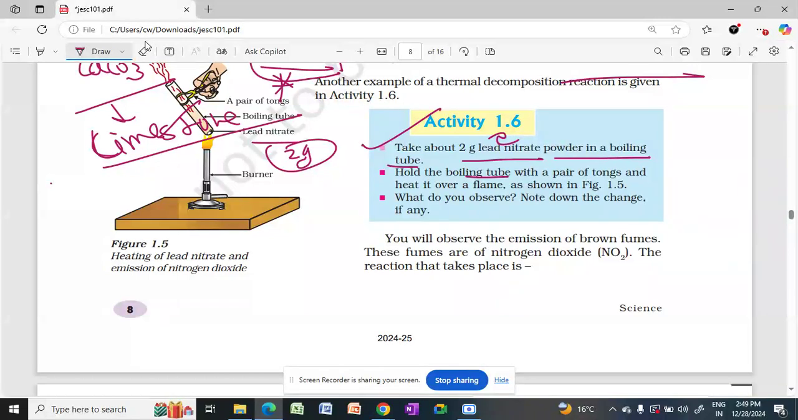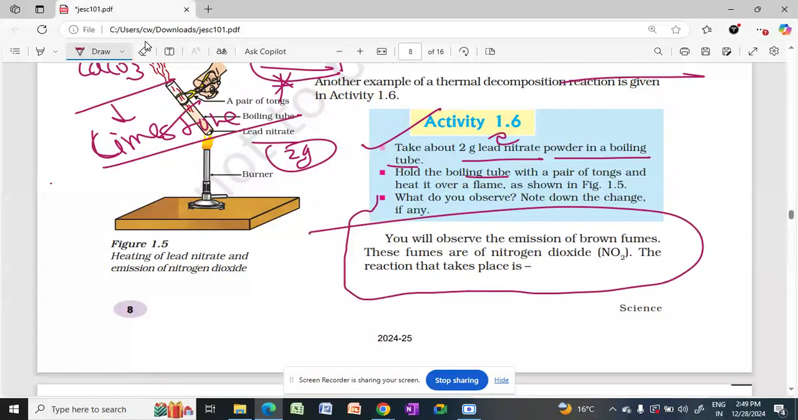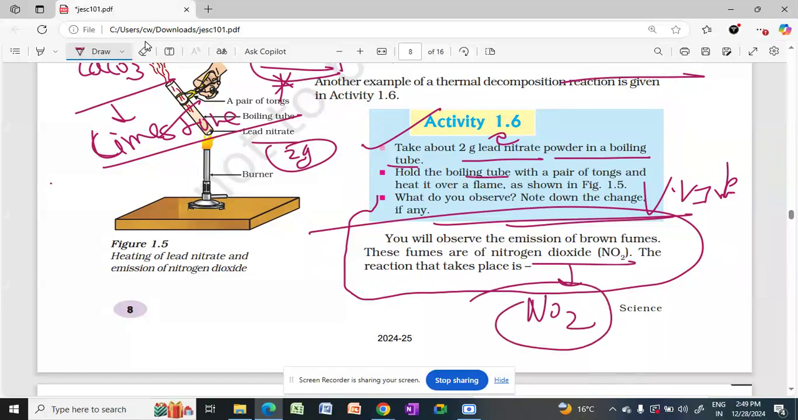You will observe one thing, and this observation is important. From here a question comes. Underline this, very very important. You will observe the emission of brown fumes, and these fumes are of NO2. Very very important. First question is, which colored fumes will you observe here? Brown. And these fumes are of what?